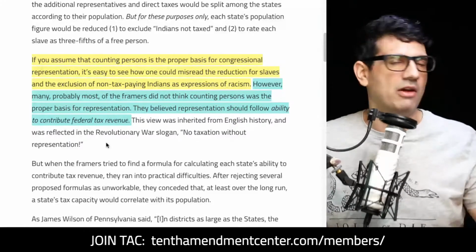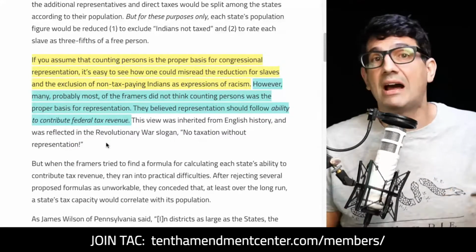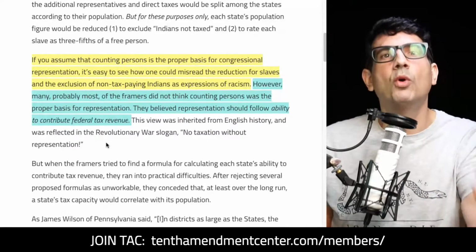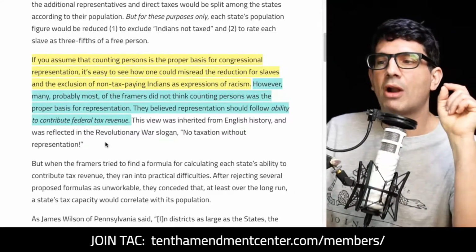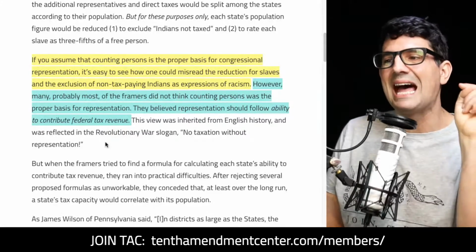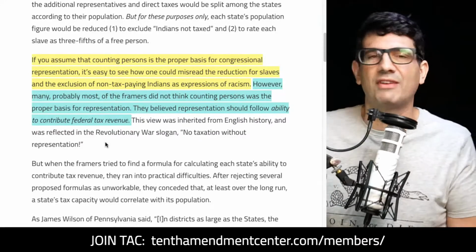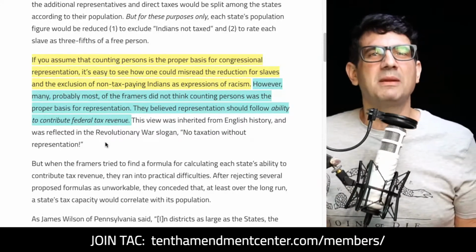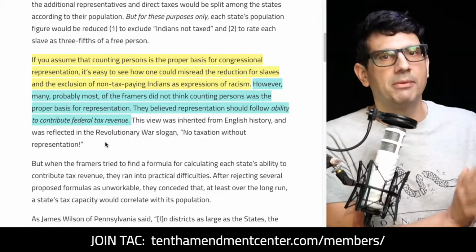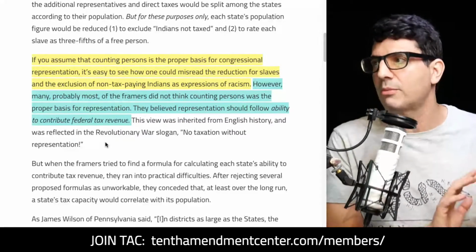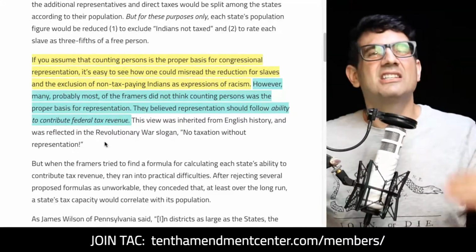Oh, they don't count as a person. Indians specifically, non-tax-paying Indians, they did not want them included either because they weren't contributing taxes. He says, however, many, probably most of the framers did not think that counting persons was the proper basis for representation. We think of everything in kind of a modern way. I mean, it's kind of our knee-jerk reaction. Oh, well, representation is based off of the number of people in a district, and that gives you the number of representatives in the House, and that is the basis for everything.